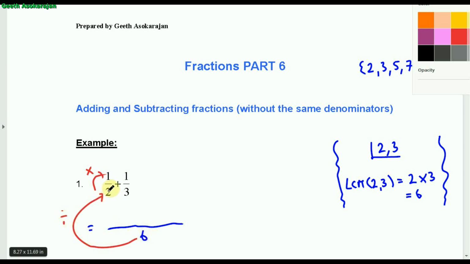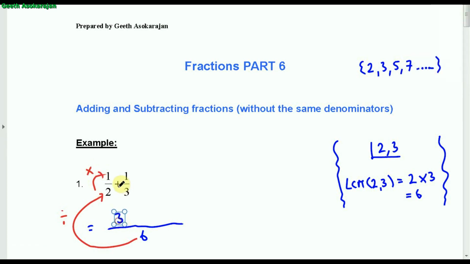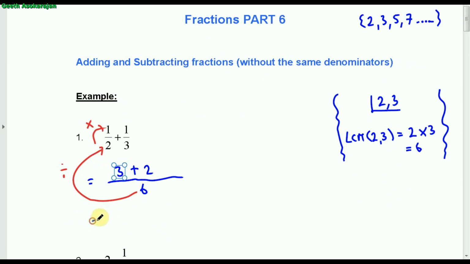So 6 divided by 2 is 3. 3 times 1 is 3, and it's a plus, so write down that plus. Doing the same for the second fraction, 6 divided by 3 is 2. 2 times 1 is 2. And if I continue below, let's tidy this up so I can add the numerator terms. 3 plus 2 is 5, and it's 5 over 6. So that should be the answer to number 1.